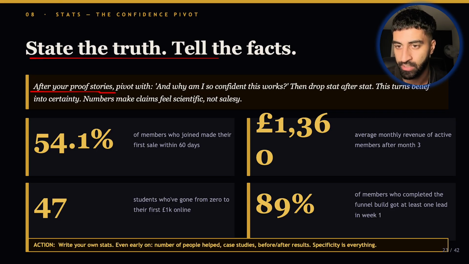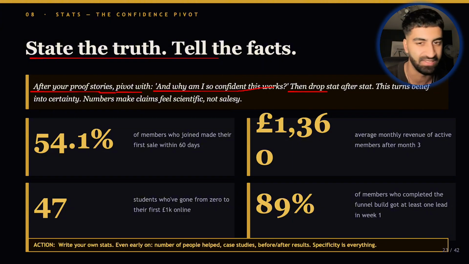After your proof stories, pivot with "and why I'm so confident this works," then drop stat after stat. This turns belief into certainty. Numbers make claims feel scientific and not salesy.